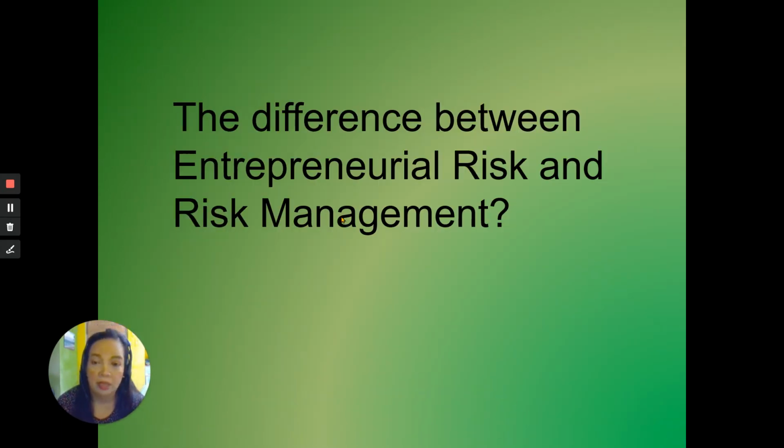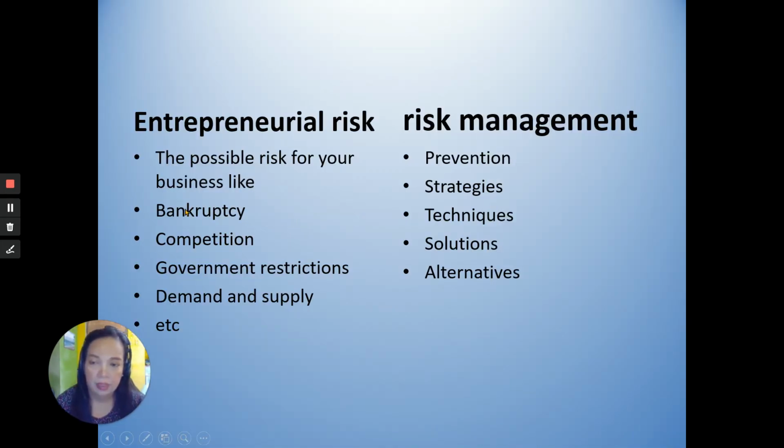Last time we discussed the difference between entrepreneurial risk and risk management. So let's have a review before proceeding to our new topic. Entrepreneurial risk pertains to the problem itself of a business, like the possibility of bankruptcy, competition, government restrictions, demand and supply, environmental factors. Risk management is the action of the business to prevent such problems from arising, like their strategies, their techniques, their solutions, their alternatives.